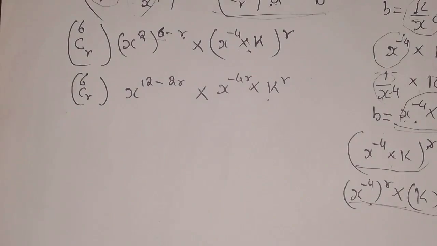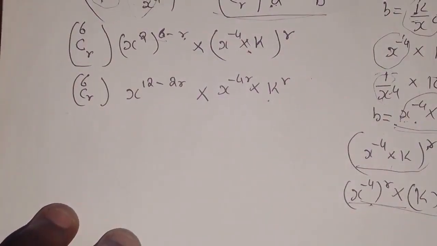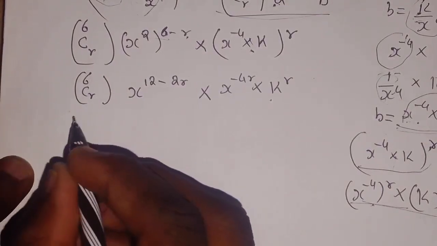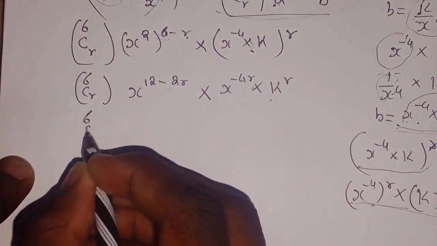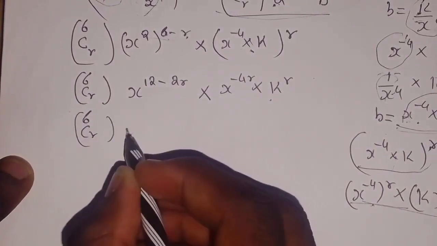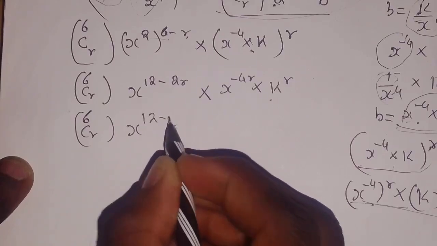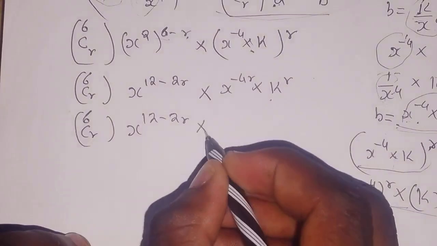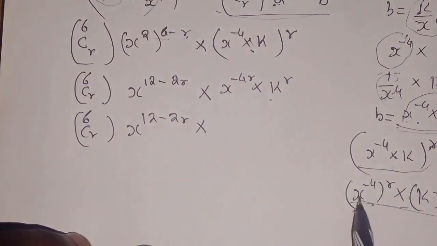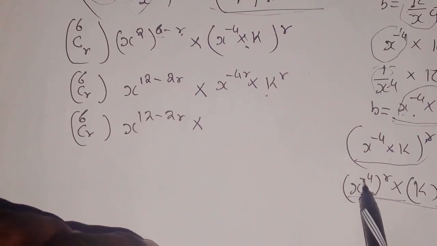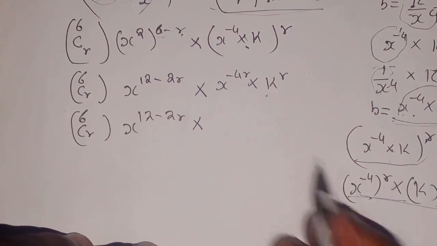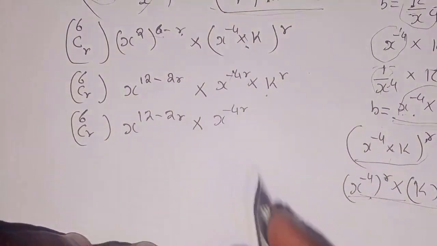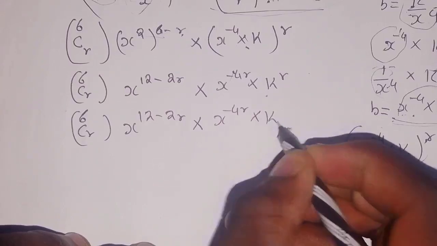So back to our question. So as usual, we maintain our 6 choose r. So we're going to have 6 choose r, x to the power 12 minus 2r, multiplied by x negative 4 multiplied by r to give us x to the power negative 4r, just like we wrote here, multiplied by k to the power r.